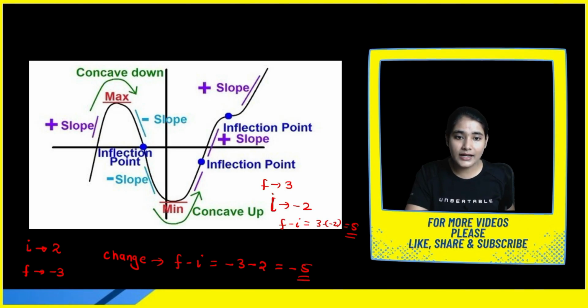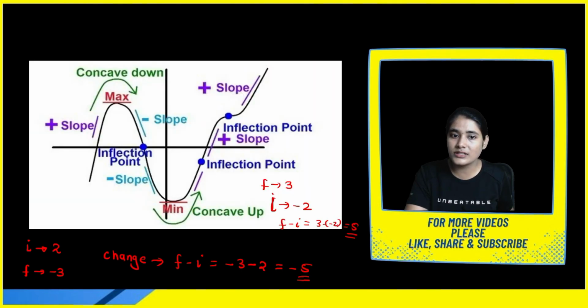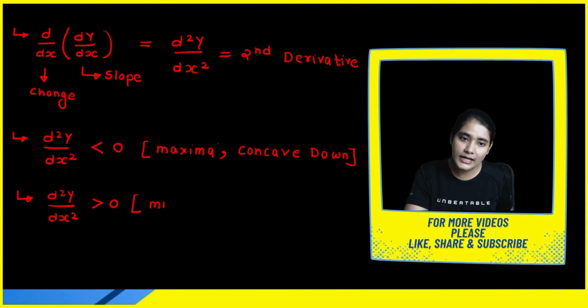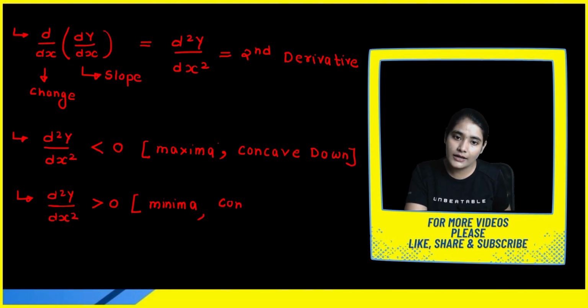Try to understand, if your double derivative value is greater than 0, that is, this change in the slope is positive, so what will you get? You will get minima. Okay, and there is one more observation. If your double derivative value is greater than 0, then you will get the condition of concave up.